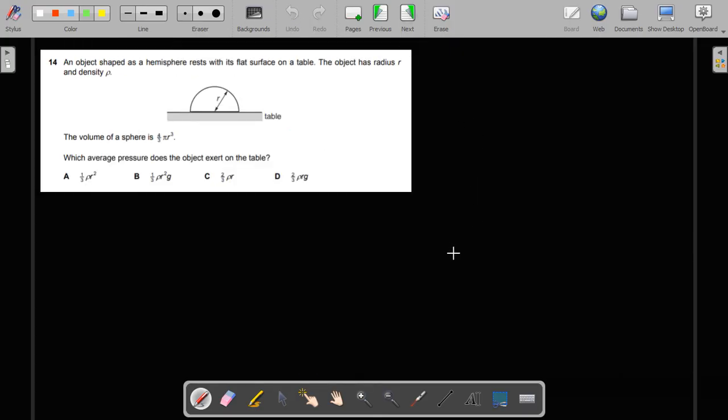Question 14. An object shaped as a hemisphere rests with its flat surface on a table. The object has radius r and density rho. The volume of a sphere is 4 over 3 pi r cubed. Which average pressure does the object exert on the table? Okay.